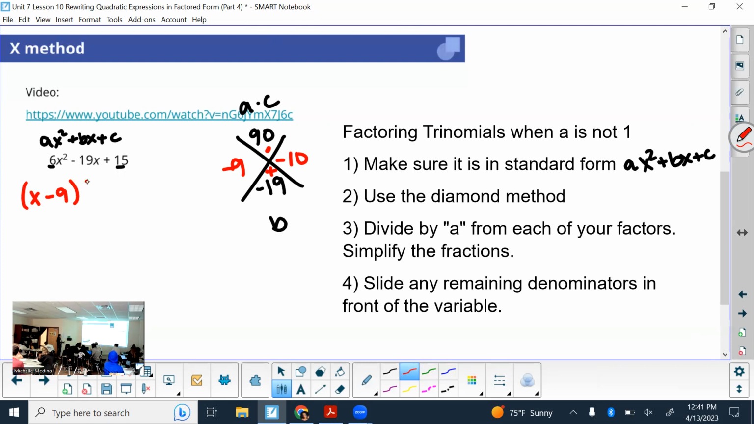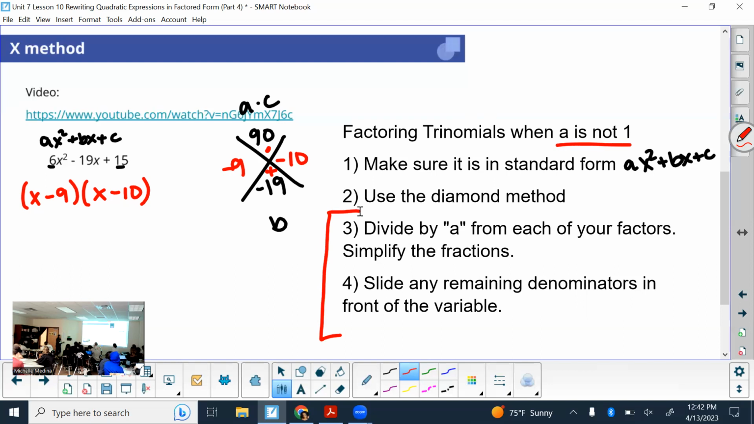what I write down over here, except when I FOIL this, does it give me the original? No, so always check that, even if it's just in your head. X times X is not 6x squared. So that's why when A is not 1, you have these 2 extra steps. I need to divide by A.